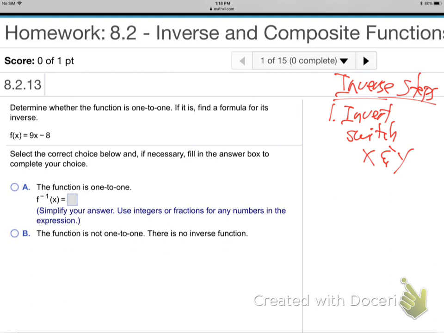X and y trade roles. Step 2, solve for y. So that's really just it. There you go. 2 steps. Switch x and y, invert them, solve for y.